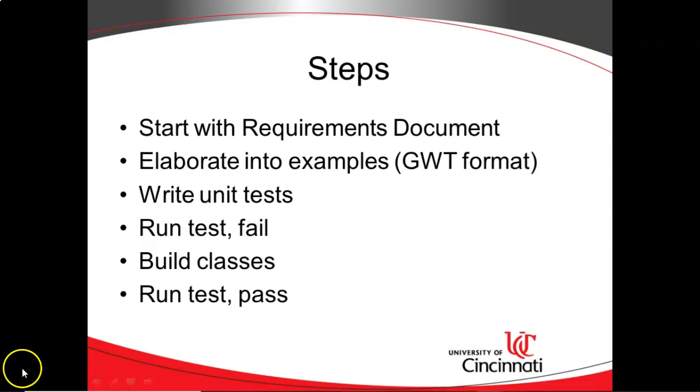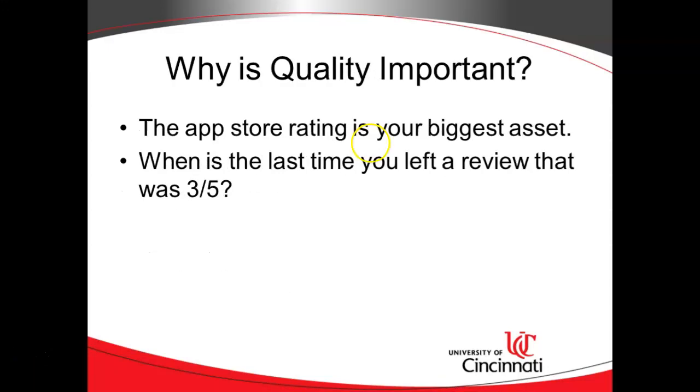So what are the steps that we need for behavior-driven design? Let's start with the requirements document, and let's elaborate it into our examples in given, when, then format. Then developers write the unit tests. Then we run the test knowing it will fail because we've written the test first. Then we build the classes, we put our logic in those classes, then we run the test again, and we continue iterating on these last two steps until our tests pass.